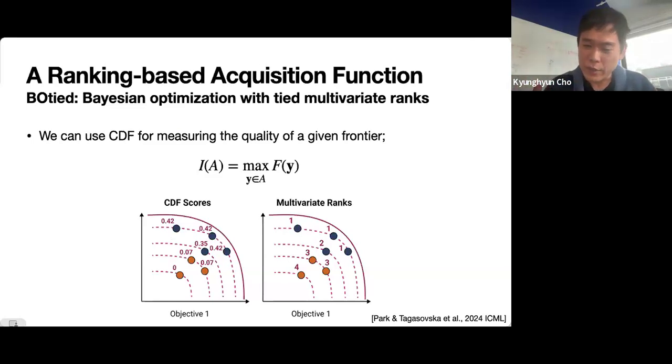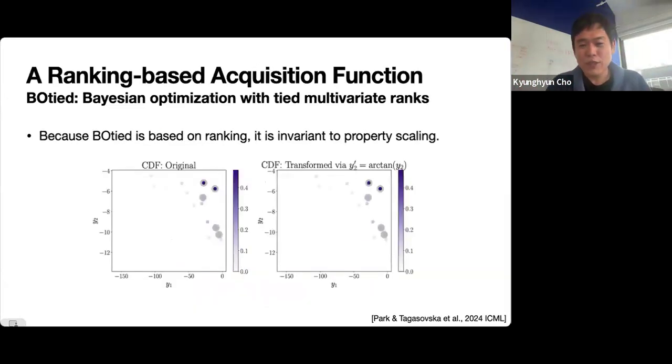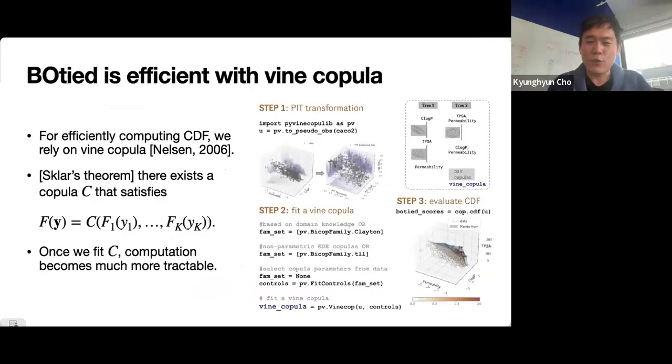And then, of course, once we started talking about the ranking, we could immediately imagine, oh, we can use a cumulative density function. But then the question is, can we actually compute the cumulative density function in a tractable manner? Not really, because it requires us to solve a lot of integrals. But then it turned out that Natasha, who is the second author of this paper, has been working with the idea of the copula for uncertainty quantification earlier on when she was doing her PhD. So she was able to connect this concept to more efficiently compute the CDF. And that actually allowed us to compute BOtied relatively straightforwardly.